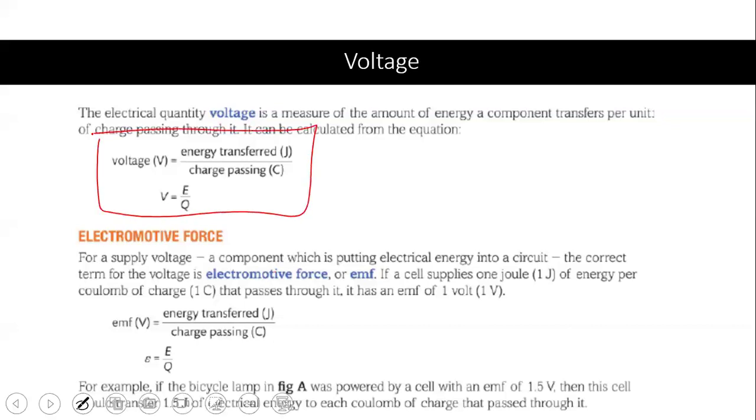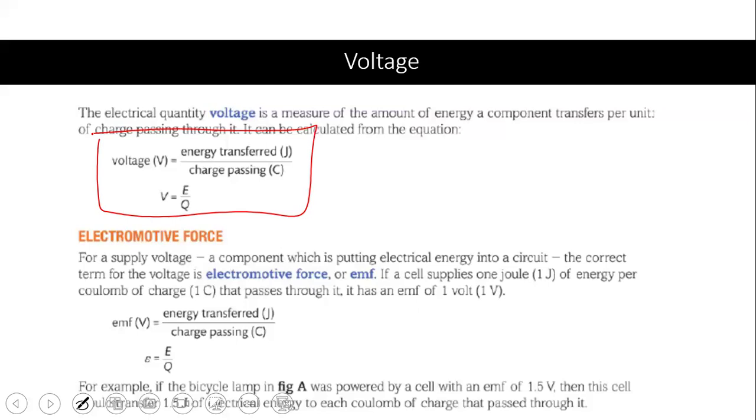Now, voltage is often used interchangeably with two other terminologies. One is electromotive force and one is potential difference. Both of them are wordings for voltage. Both of them are fancier ways of saying voltage. So why? What is the actual difference between them? The difference between them is quite small.